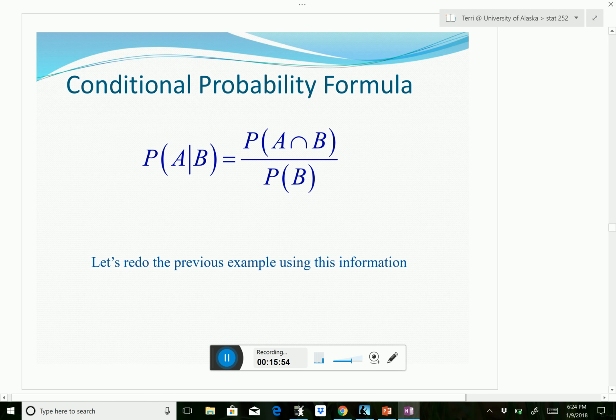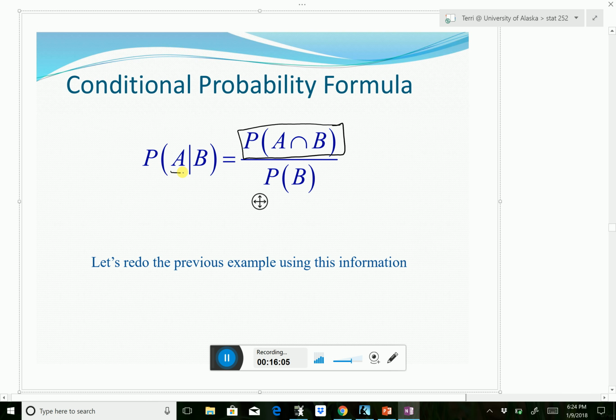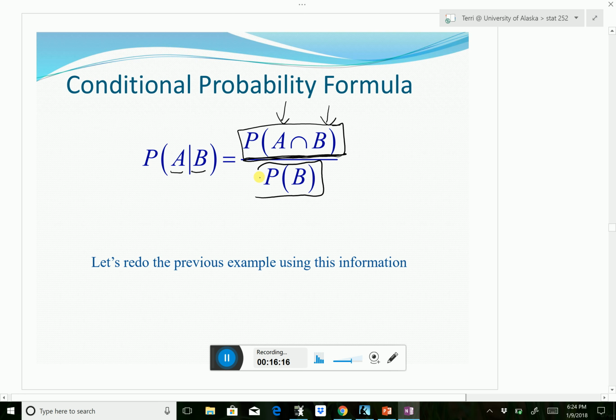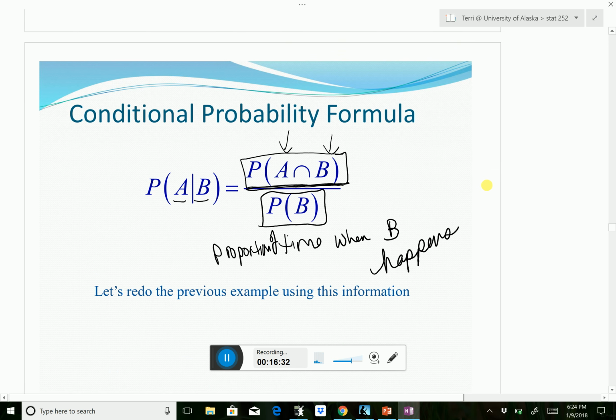This brings me to the conditional probability formula. You'll notice this top part is the joint probability, or the intersection, because in order for us to say we want the probability of A given B, both A and B have to have happened. But instead of taking it out of all of the possible values, we're now taking it only out of the times, or the proportion of time, when B happens. So let's redo this previous example using this information.